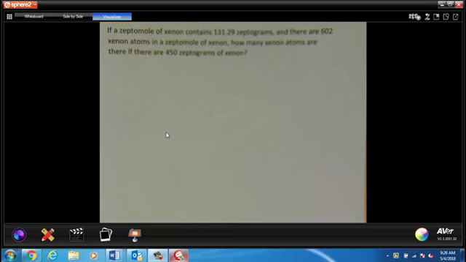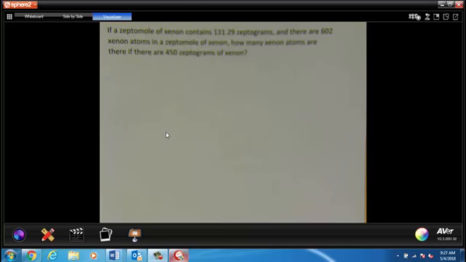So the question is, if a zeptomole of xenon contains 131.29 zeptograms and there are 602 xenon atoms in a zeptomole of xenon, how many xenon atoms are there if there are 450 zeptograms of xenon? Okay, so there's a lot of information here. It's a little bit of a tongue twister and a lot of big words and a lot of numbers.